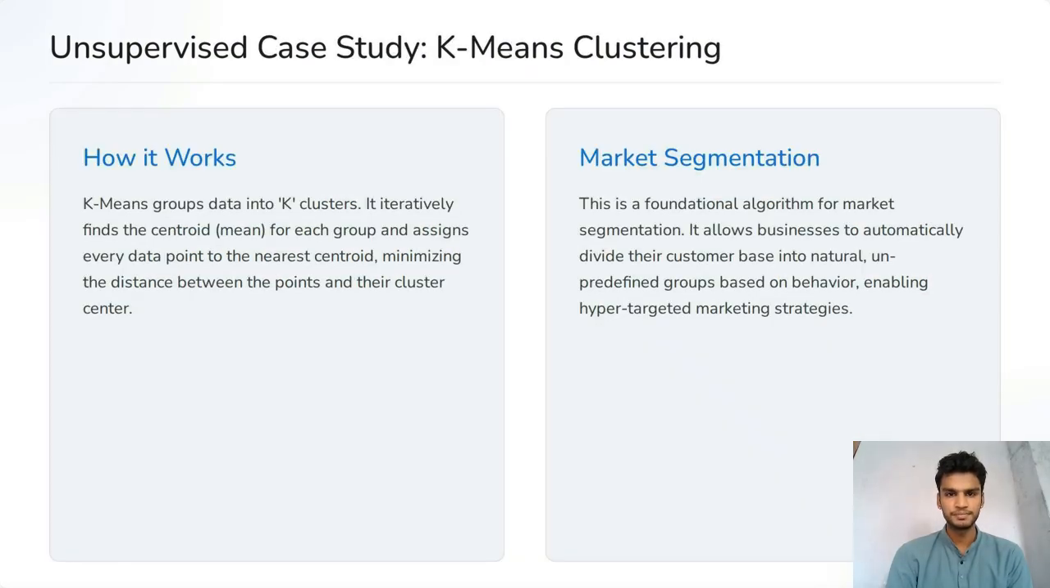Unsupervised case study: K means clustering. How does it work? K means groups data into K clusters. It iteratively finds the centroid for each group and assigns every data point to the nearest centroid, minimizing the distance between the points and their cluster center.